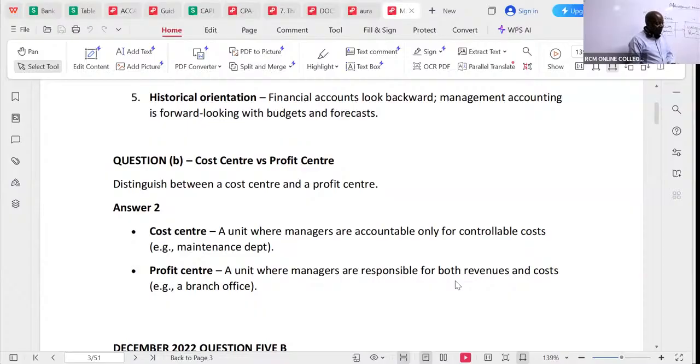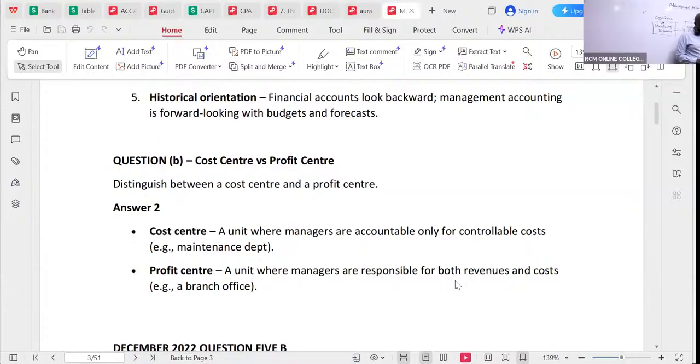An investment center. So a cost center, we are reading, is a unit where managers are accountable for controllable costs. Even if you forget the word controllable, you say that we will only be accountable for costs, because we don't have access to external customers. The only thing we know is costs. And then we have a profit center, a unit where managers are responsible for both revenues and costs.